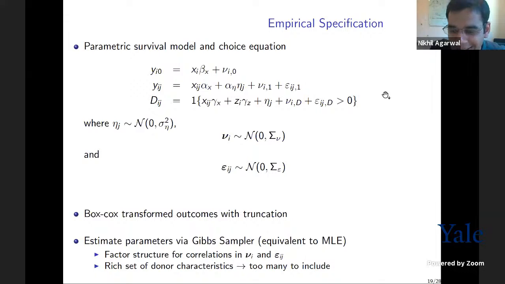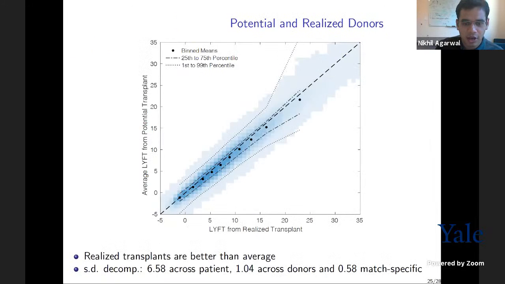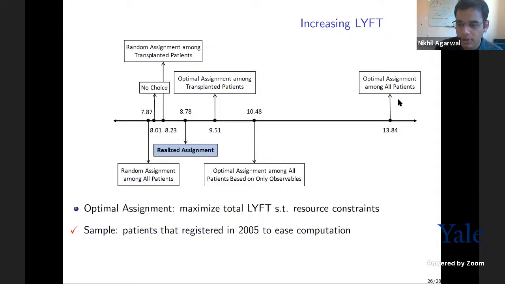There's a question in the Q&A. Should I go ahead and try to answer that? Yeah, sure. Okay, so Shivam Gupta asked, what is the feasible set of assignments in the optimal mechanism? I should have said that more clearly.